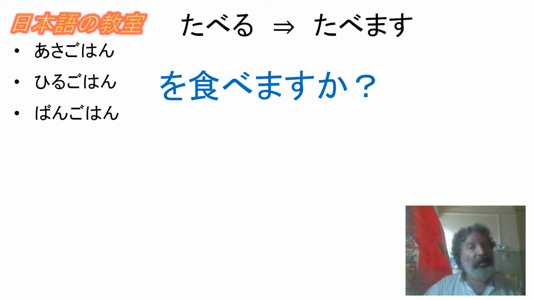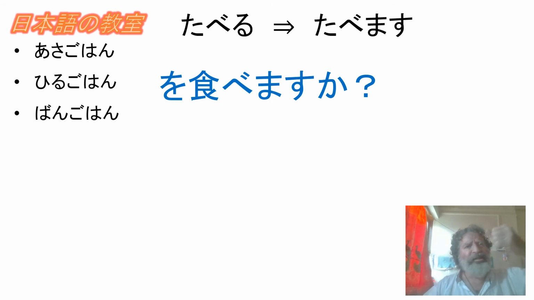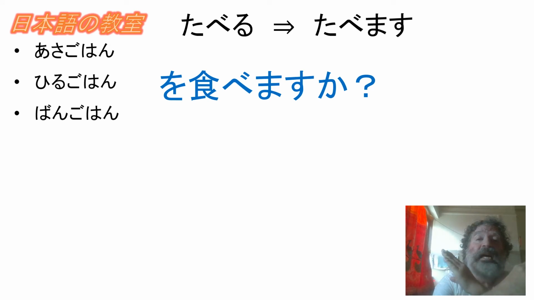Minasan, hiru gohan tabemasu ka? Asa gohan tabemasu ka? Ban gohan o tabemasu ka? Many people skip breakfast. Asa gohan o tabenai hito ga oi desu ne. 特に今の世界にみんなもうとっても忙しい。仕事もある。学校もある。ちょっと忙しくて、朝ごはんを食べる時間はありません。朝ごはんを食べる時間。So 食べる can be used to directly modify a noun.